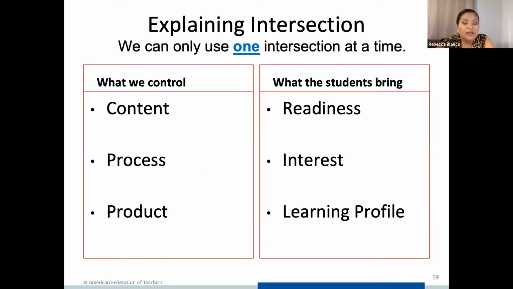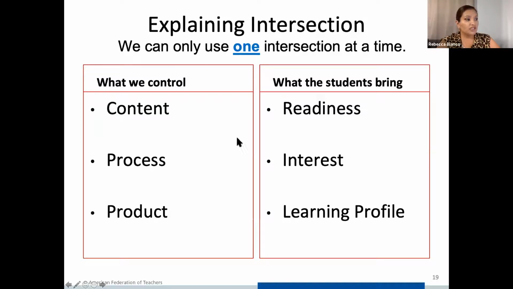So, like I said, we can only use one intersection at a time. So we can do what we control, one of these by one of these. So you could do content by readiness, which is the one that we as teachers are so accustomed to doing because we constantly are doing these assessments and we are like, okay, this is the level of reading that they're at. So we're going to give them a book that is at that level, and that's what we're going to do, right? So we're going to differentiate based on their readiness.